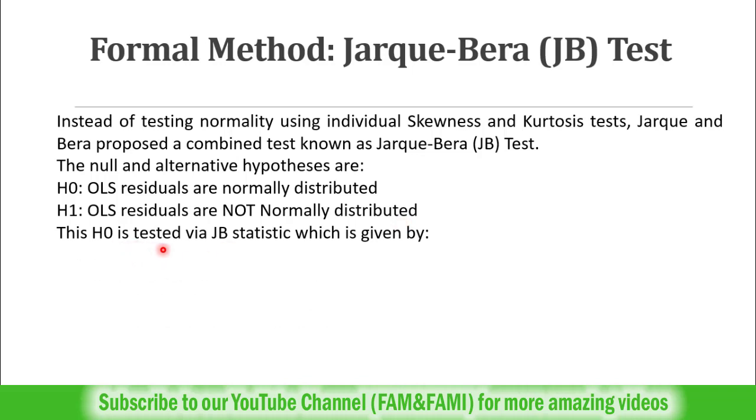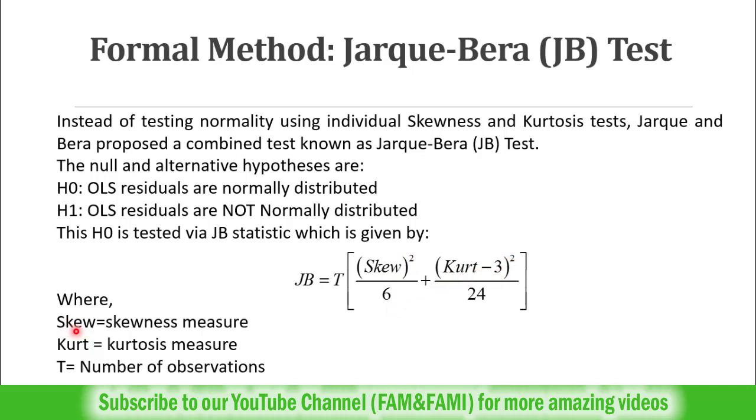This null hypothesis is tested via JB statistic, which is given by this formula. JB is equal to T times skewness square over 6 plus excess kurtosis, which is kurtosis minus 3 whole square over 24, where skew is the skewness measure, kurt is the kurtosis measure, and T is the total number of observations. Please note that instead of kurtosis minus 3, you can simply add EK, which is excess kurtosis. So in different books, you may see that version of the formula.